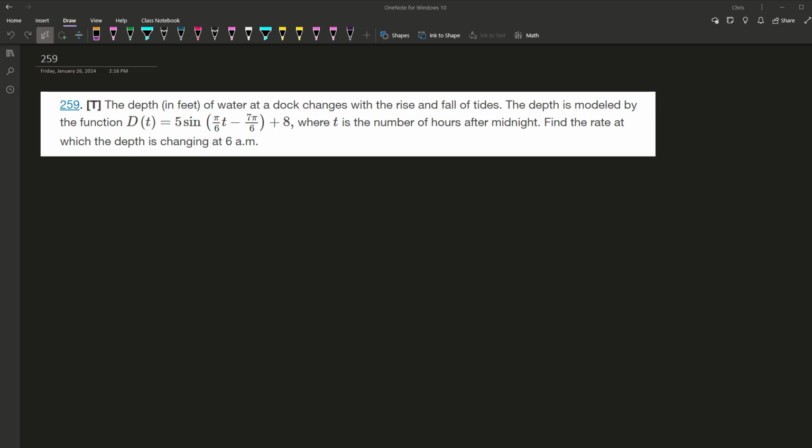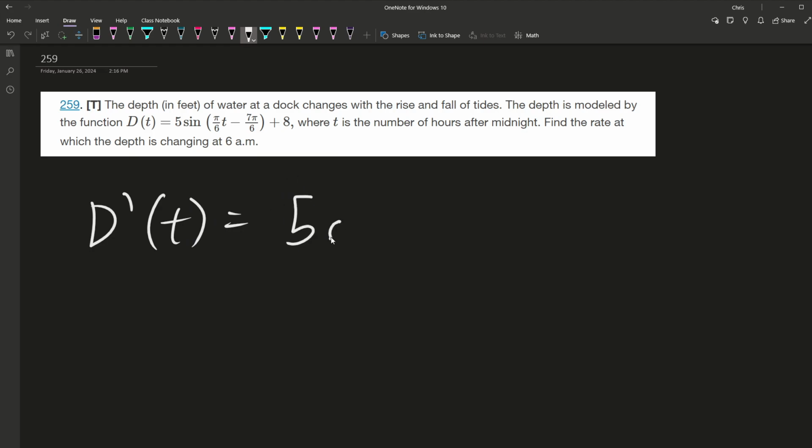The depth in feet of water at a dock changes with the rise and fall of tides. The depth is modeled by the function d of t equals 5 sine of pi over 6t minus 7 pi over 6 plus 8, where t is the number of hours after midnight. Find the rate at which the depth is changing at 6 a.m. So since we're being asked to find the rate at which the depth is changing, we know that we're being asked to find a derivative. So we want to find d prime of t.